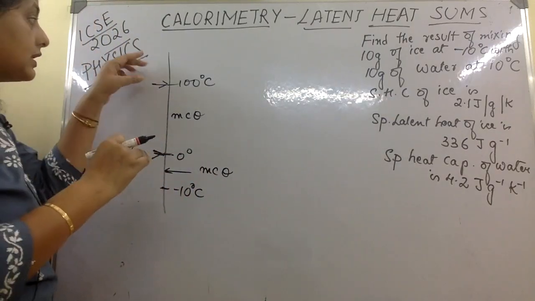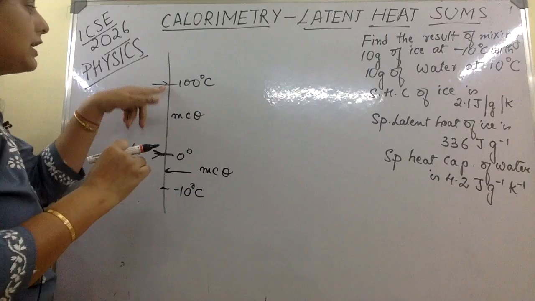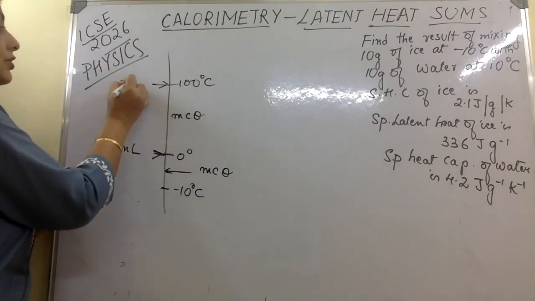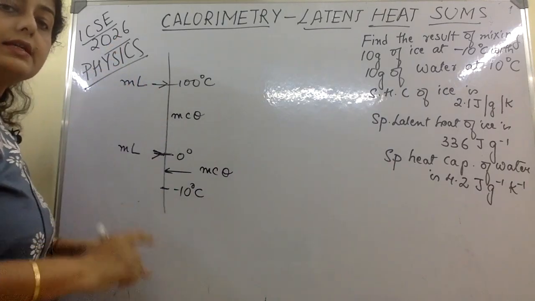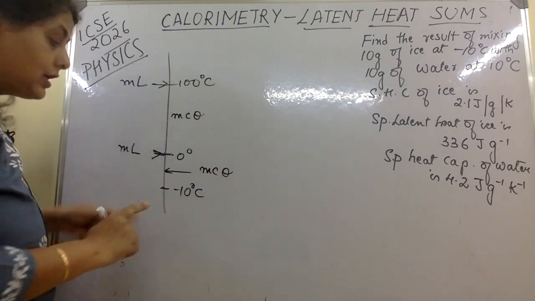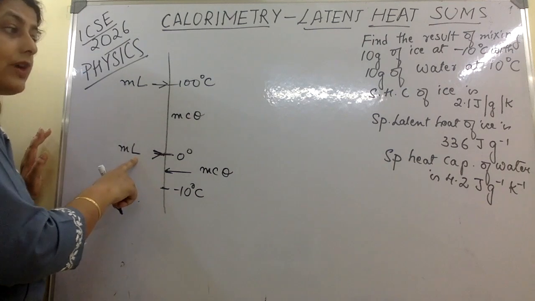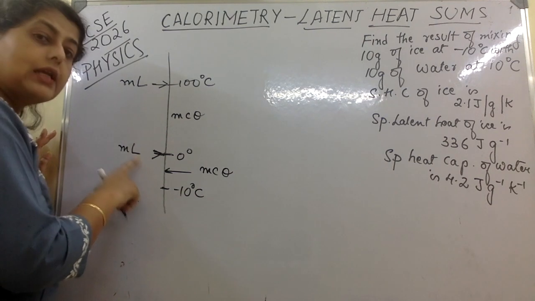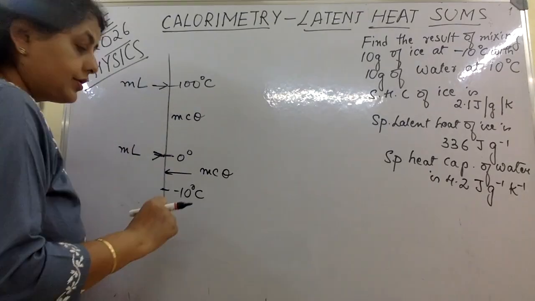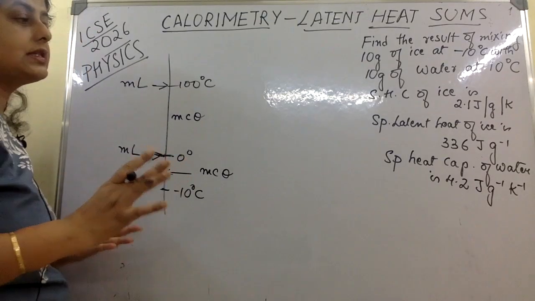Supposing it goes even after boiling water to vapor, again here also we use L, but they should give you the value of latent heat of vaporization. Here they should give you latent heat of ice, also called latent heat of fusion. Sometimes they might also call it latent heat of fusion. So this is how the sum works.